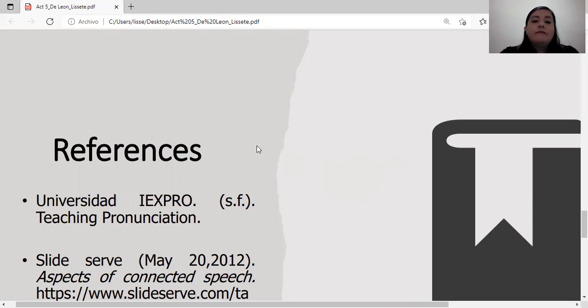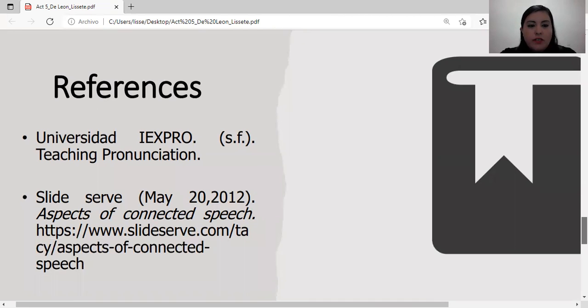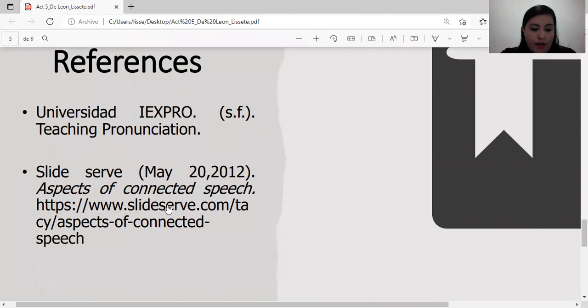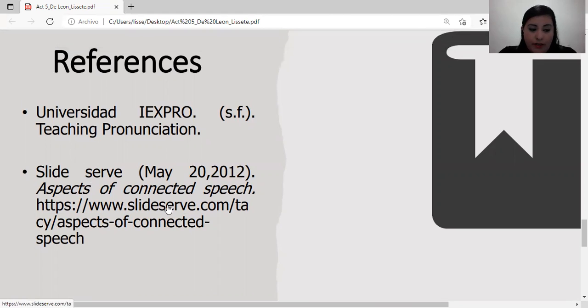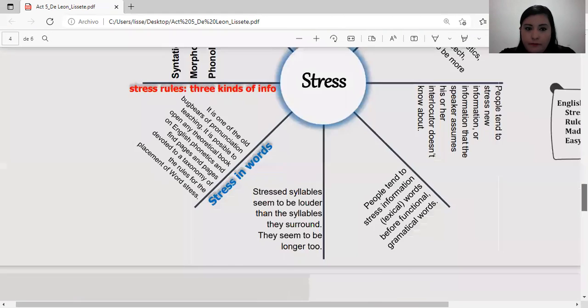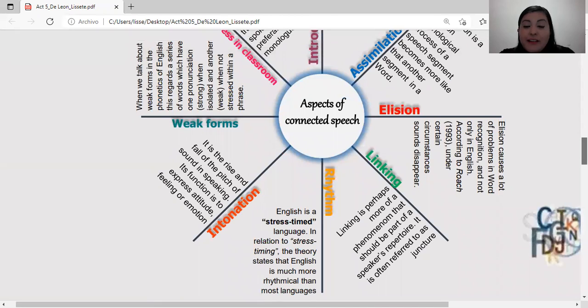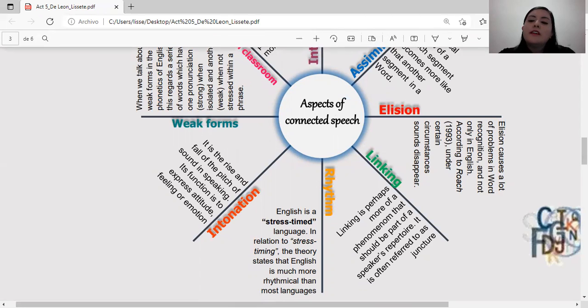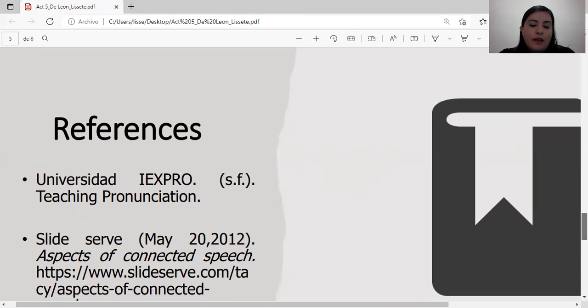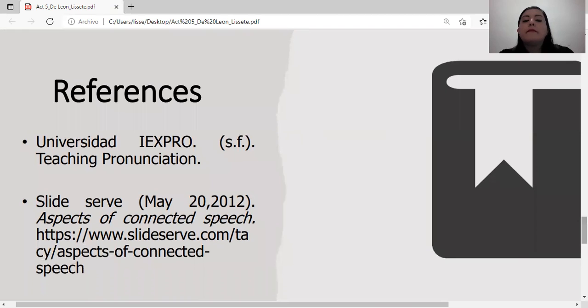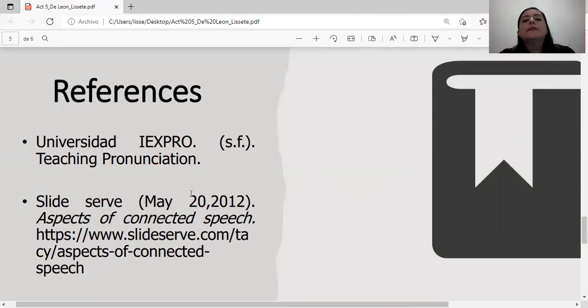Well, the references are Universidad de Expro SF, teaching pronunciation. When I investigated, other types of aspects of connected speech are intonation and weak forms. This information I got from the webpage SlideServe, May 20, 2012, aspects of connected speech, and this is the link of that webpage.